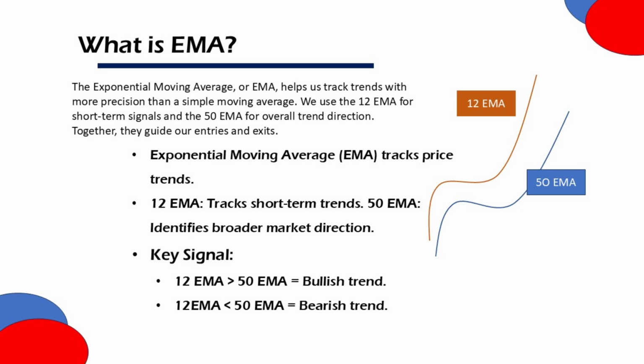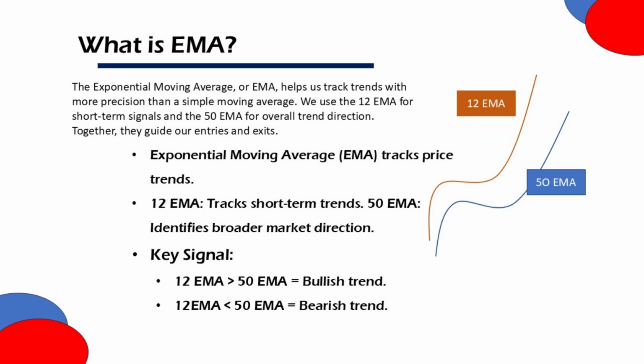In our strategy, we use two key EMAs, the 12 EMA and the 50 EMA. The 12 EMA reacts quickly to price movements, helping us track short-term trends and potential entry points. The 50 EMA, on the other hand, gives us a broader perspective of the market's direction, showing the overall trend and acting as dynamic support or resistance.